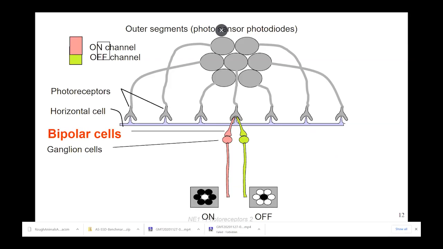I'll attempt to annotate here. Yeah, I'll attempt to annotate with this tool. Let me draw it in red here. I'm not sure if this is going to work.